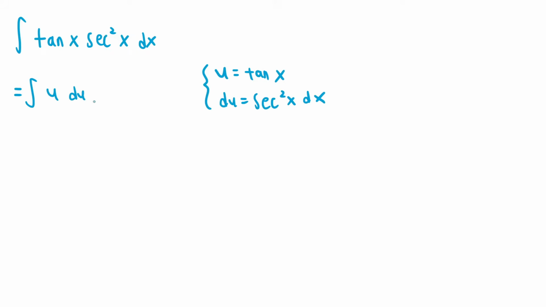so this is just the integral of u du. The integral of u is just u squared over 2 plus the constant of integration c, and since u equals tangent of x, this just becomes tangent squared of x over 2 plus c. So the integral of tangent x secant squared of x is tangent squared of x over 2 plus c.